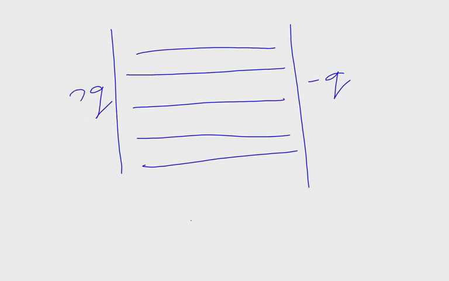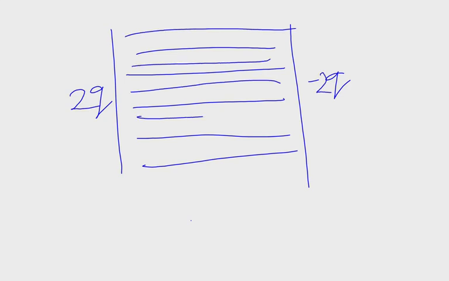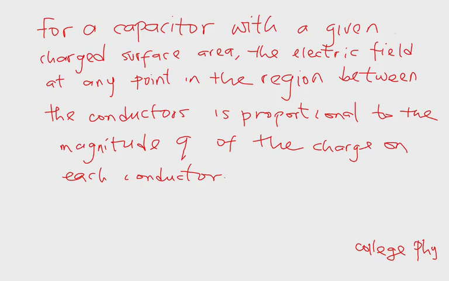So if the charge is doubled, if you have 2Q, you are likely to have more electric field. Remember, when the electric lines of force increase, the electric field increases. As the density increases, the electric field increases. So let's come back to this. Take note that the electric field is proportional to the magnitude Q of the charge on each conductor.